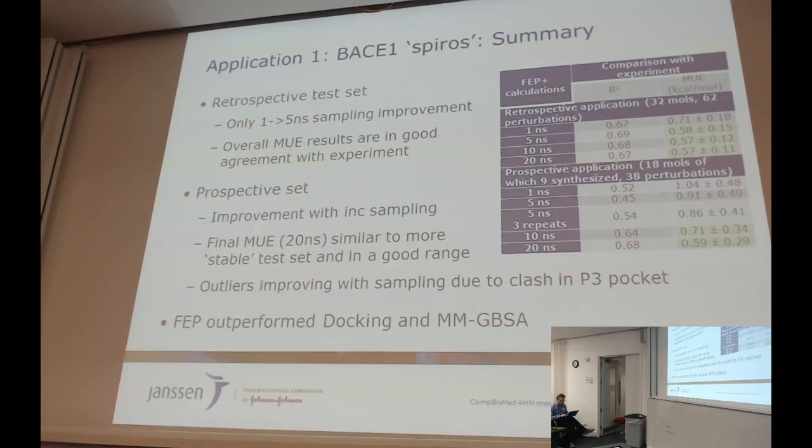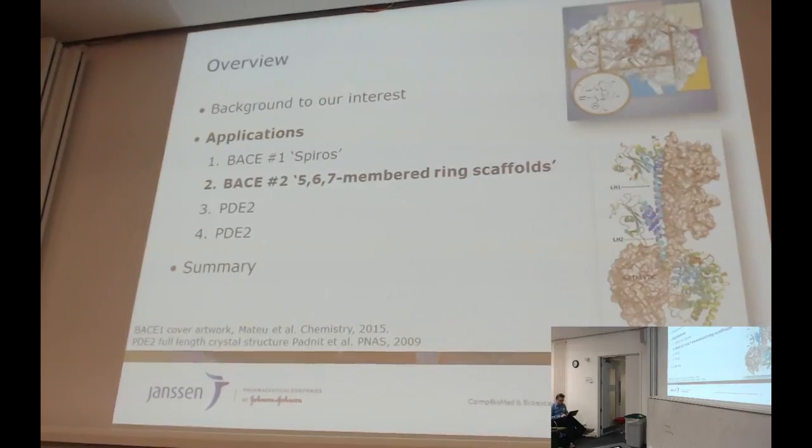Consider though the prospective example, where I think we have a more difficult starting point. We're using docking geometries. The protein is not in a crystallographic conformation with respect to the ligand. It's one that we've just taken from another chemical series. And we do see some improvement with sampling. And of course, when we get to 20 nanoseconds, actually, we've got a very good unsigned error compared to experiment that's in the same range as the retrospective set. And I'll also show another example where we see similar things. Our second example.